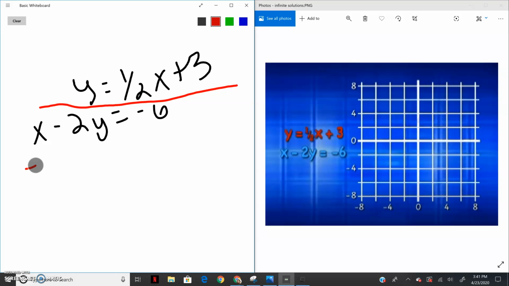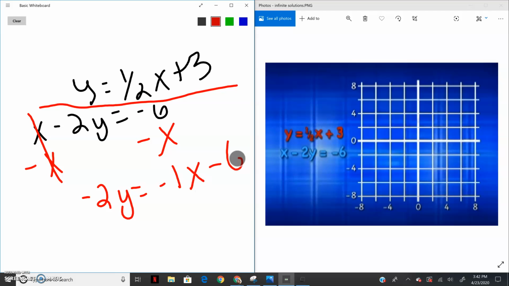So we're going to bring this x over here, cancel that out. Now this -6 and negative x cannot be combined, so they make their own expression. So you've got -2y equals -1x minus 6. Now I have to isolate y by dividing by -2, and everything gets divided by -2.